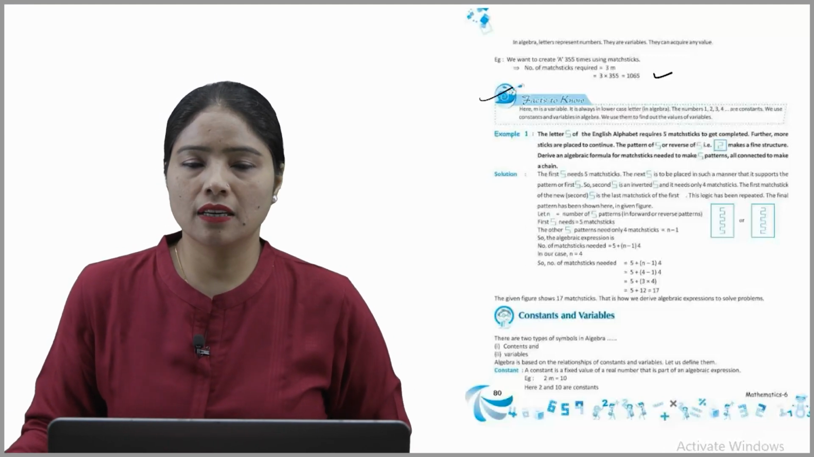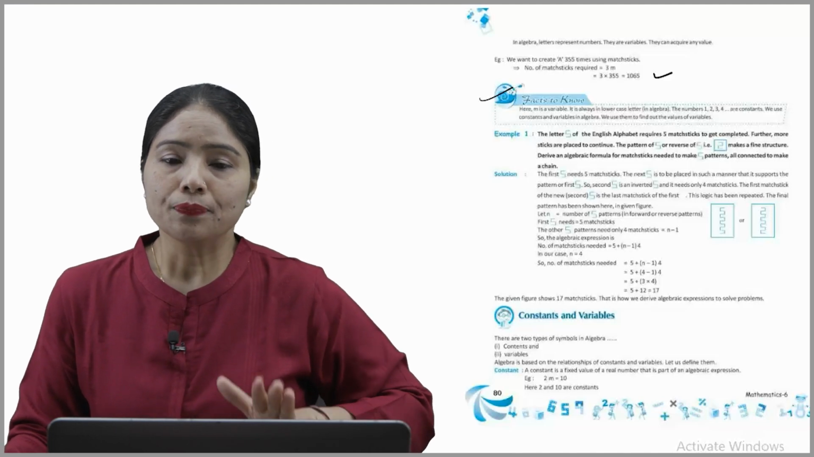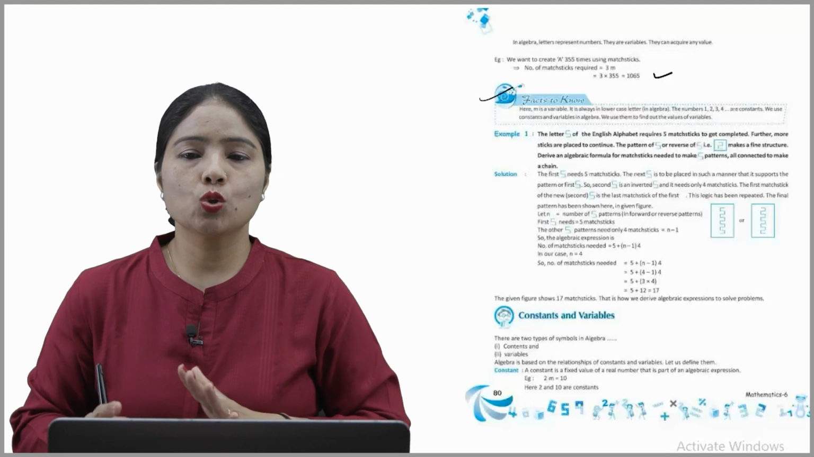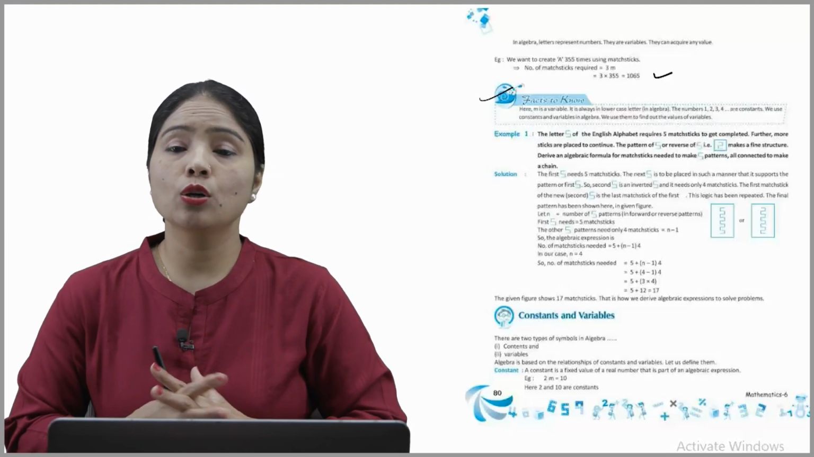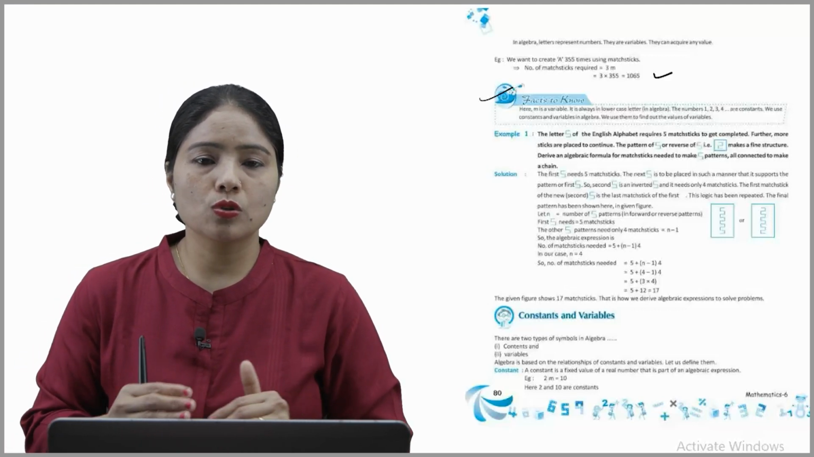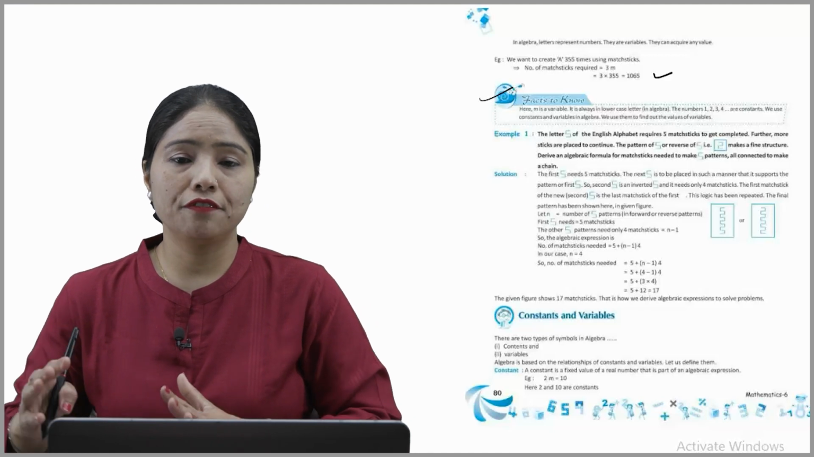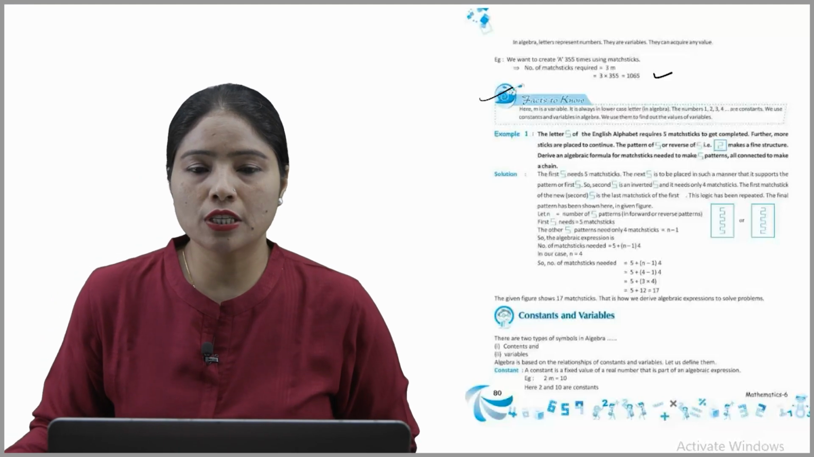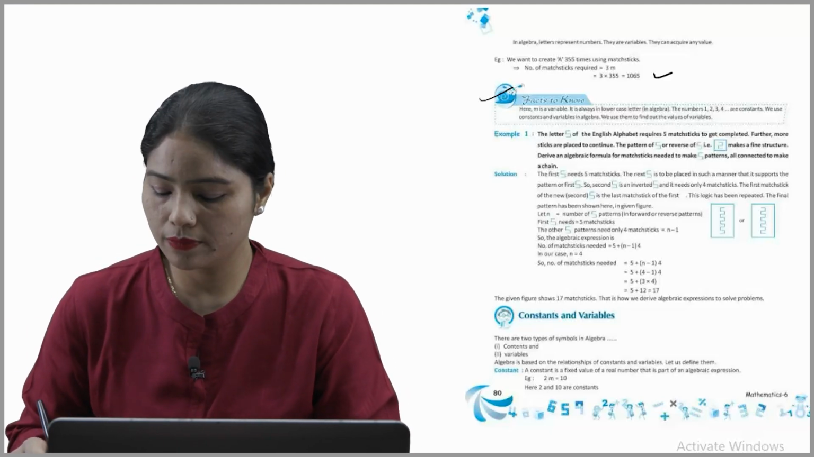Now, facts to know. Here m is a variable. It's always in lowercase letter in algebra. The numbers 1, 2, 3, 4 and so on are constants. We use constants and variables in algebra. We use them to find out the values of variables. I hope you understood.